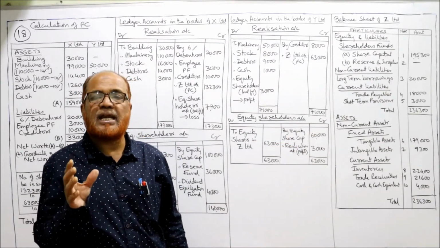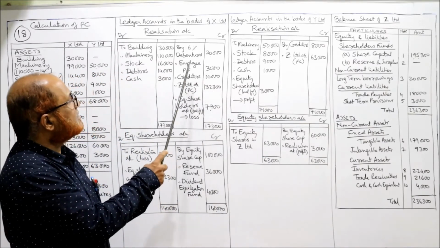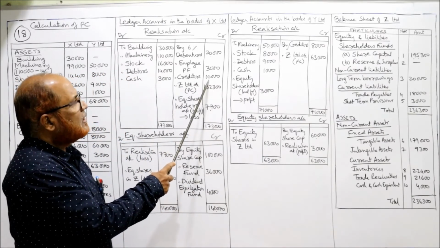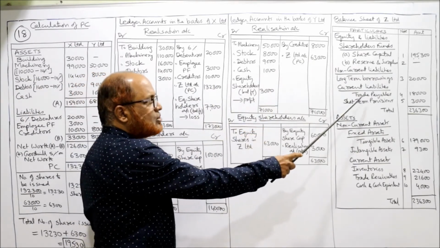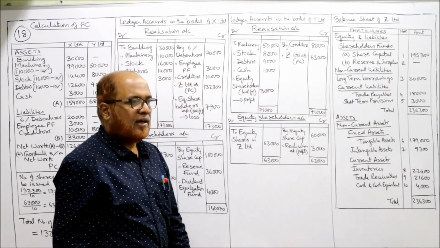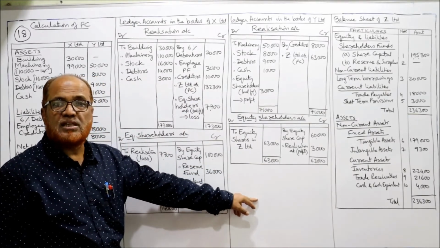Trade payable means creditors. Take both the creditors of both the companies. Creditors here 10,000. Here creditors are 8,000. So 10,000 plus 8,000, 18,000. Here 18,000 credit. There is no space, that's why I'm not writing. But you must write all these things in the notes.